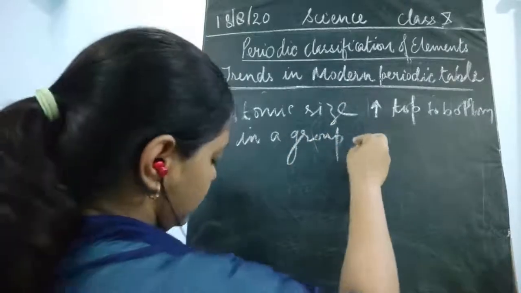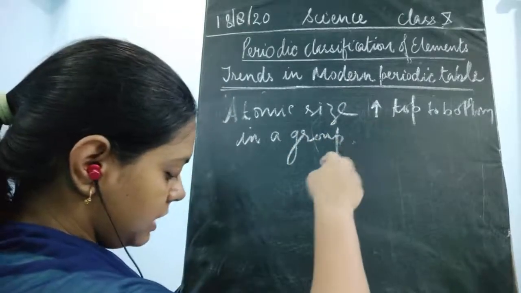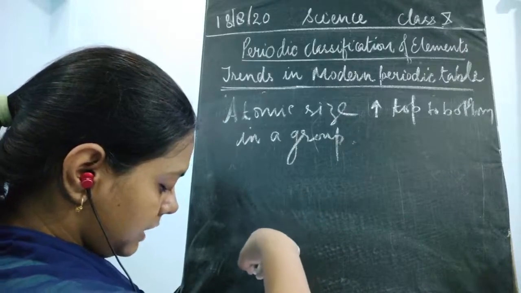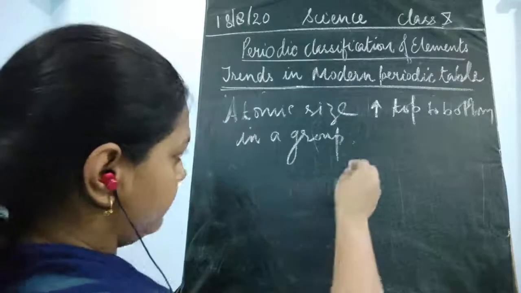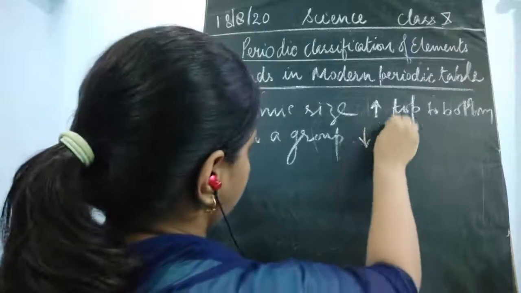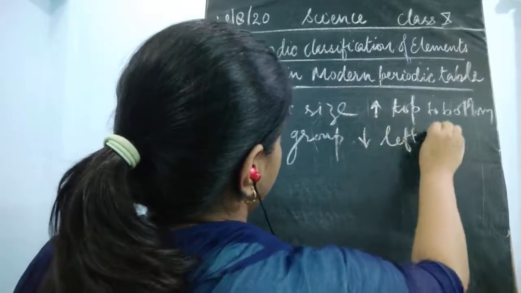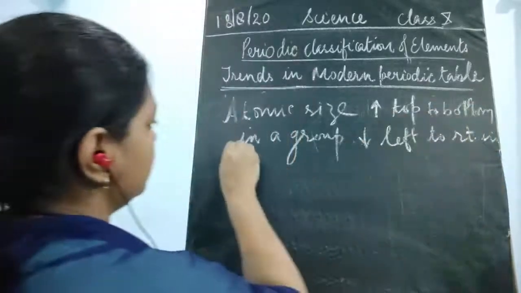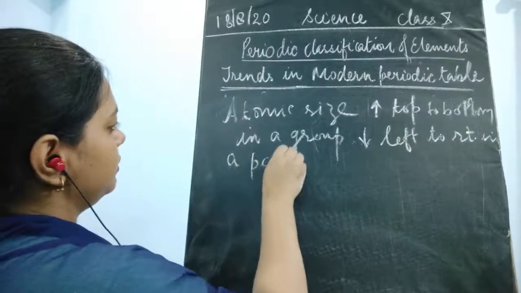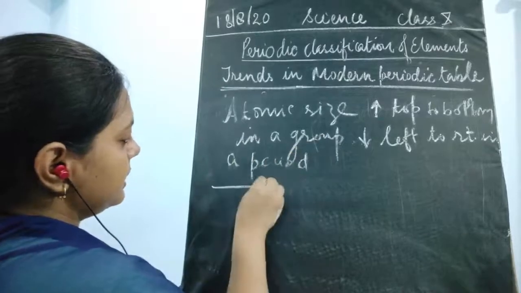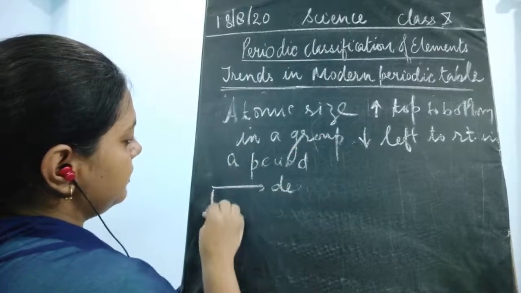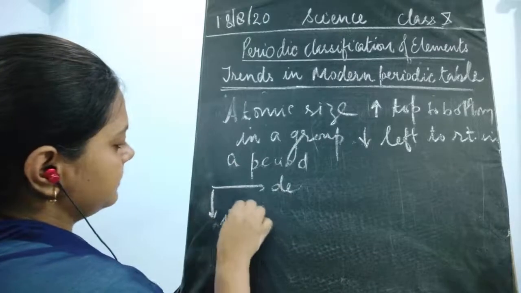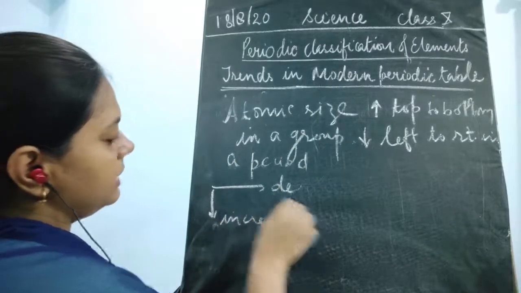whereas across a period, what happens? Atomic size is going to decrease from left to right in a period. Okay, when we move this side it decreases, and when we move down the group it is going to increase. Now how this is happening, let's see.